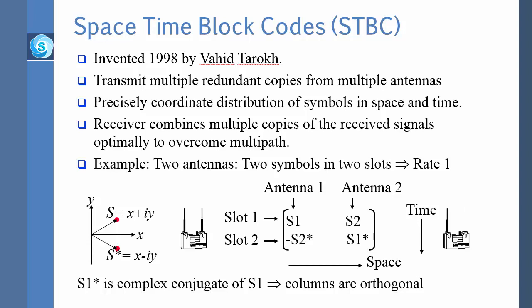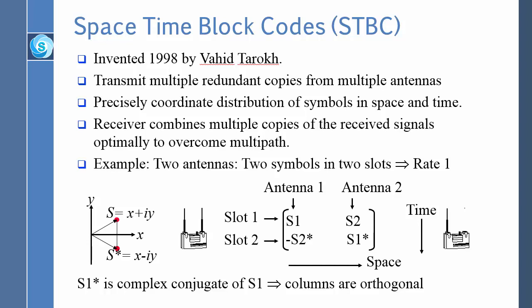So in two time slots, the first time you send S1 from antenna 1 and S2 from antenna 2. The second time slot, you send minus S2 star from antenna 1 and S1 star from antenna 2. This is time and this is antenna, right?